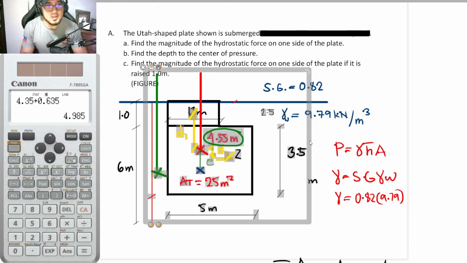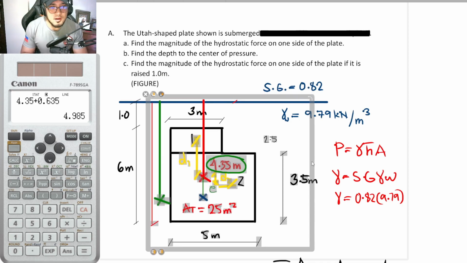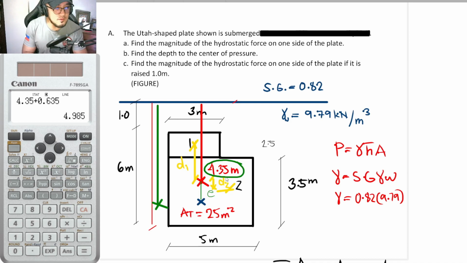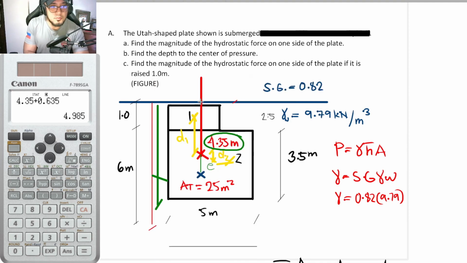Ang mag-iiba lang naman dyan is, of course, the bar H. So, for the bar H, so earlier, the bar H is 4.35. So, this time, instead of it being 4.35, kung tataas man po ito, of course, bar H would now be decreased by 1 meter. So, kung kanina po, 4.35 meters yan, right now, so it's updated, bar H now is equal to 3.35. So mababawasan lang naman siya ng 1 meter. So ito po yung bar H.